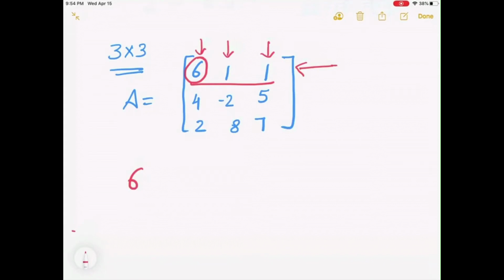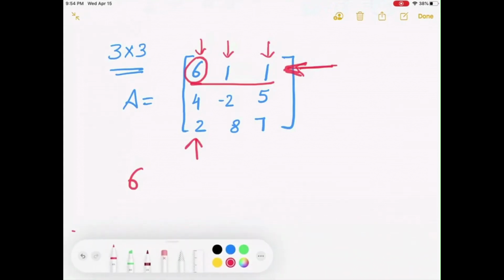So basically, you just have to cover the row and the column this number belongs to. So this 6 belongs to the first row and first column. If I cover those, there has to be something I can cover these with. Let me see if I can. No, I can't use that either. Let's just use a highlighter and cover this.